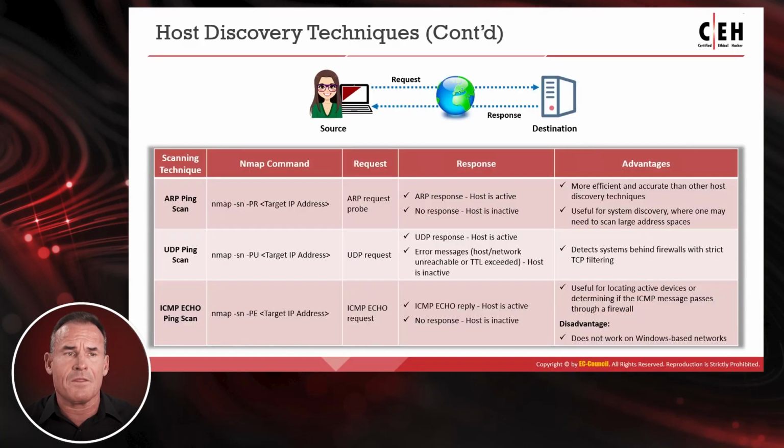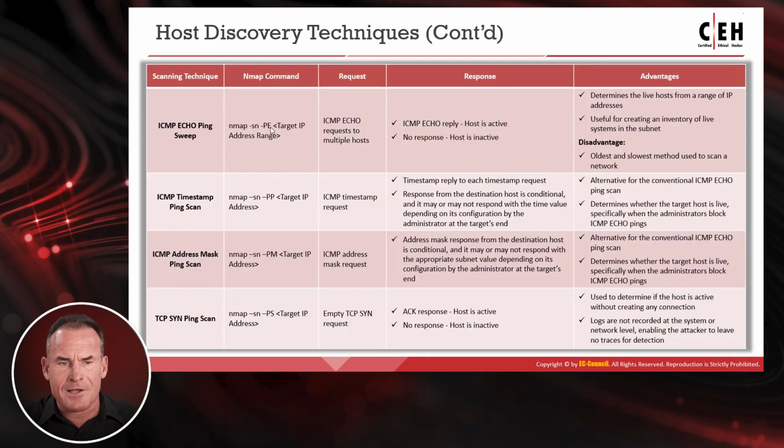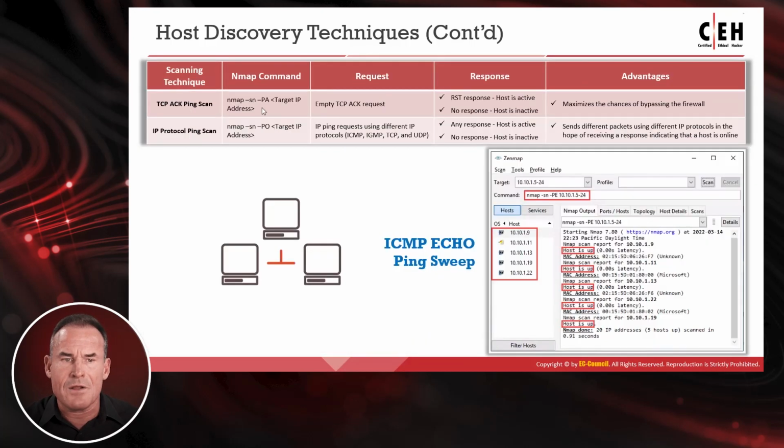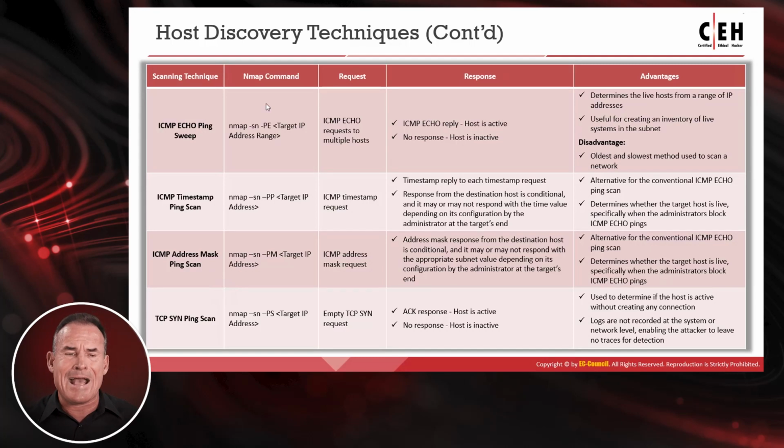All right, so the discoveries. Capital P, uppercase R for ARP, uppercase U for UDP, uppercase E for ICMP echo, P for timestamp, M for net mask, and then for TCP, you have S for SYN ping, and you have A for ACK ping. So we'll talk a little bit more about SYNing and ACKing here in the next few slides, and the normal behavior for an unsolicited ACK or an unsolicited SYN request.